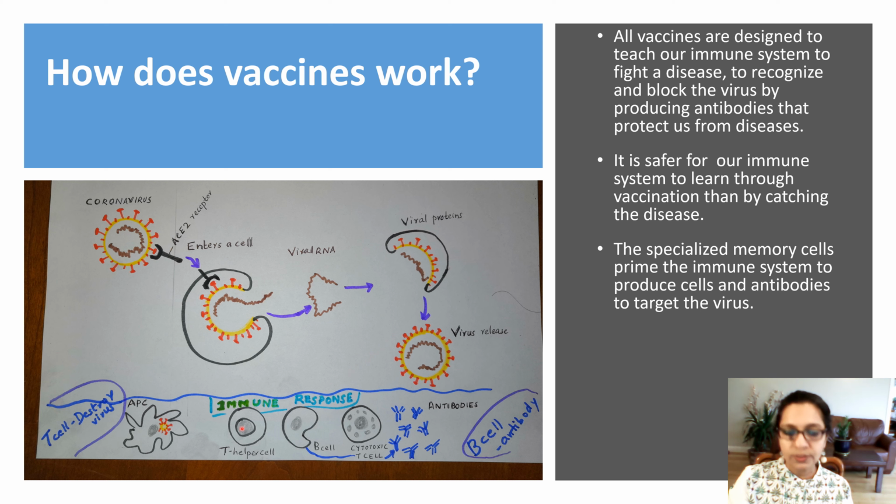So a lot of cells get activated, and there are several mechanisms involved in the immune response, like T cells, they are the killer cells. So helper and killer T cells can destroy the virus. There are macrophages, and B cells which produce the antibodies. So our immune system responds to the virus.